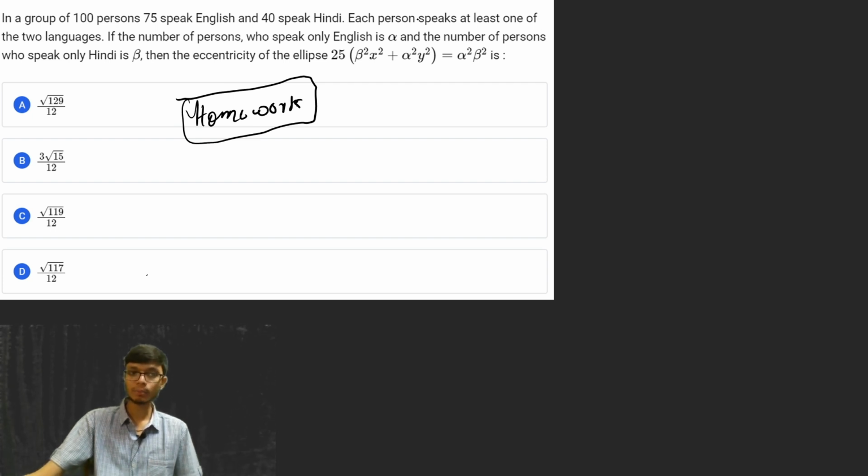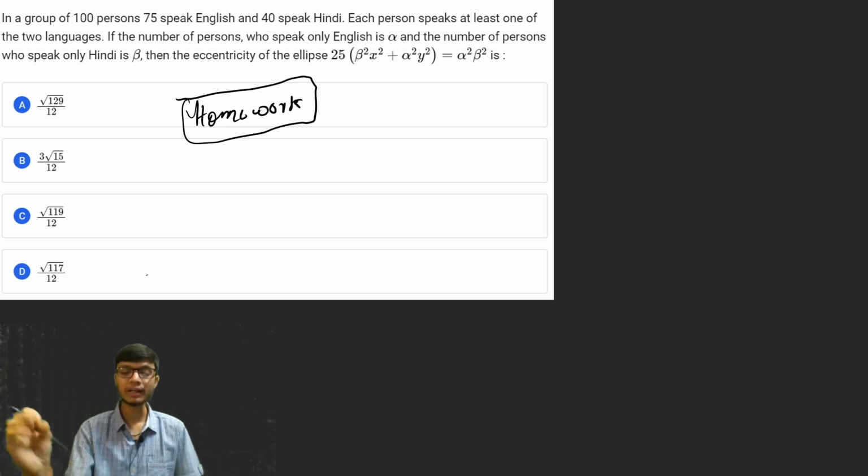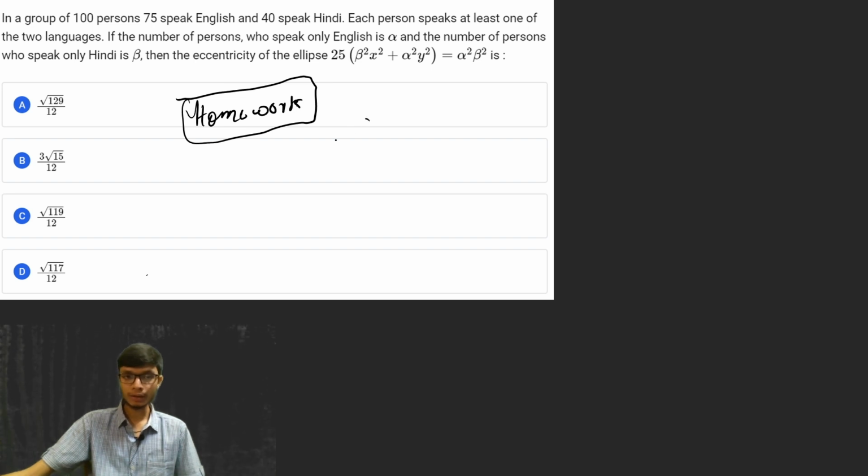Okay, so it is saying that each of the people will speak at least one of the two languages. That means that the complement of A union B is basically 0. That's what the question is basically saying. So you can form this by a set diagram with these values.